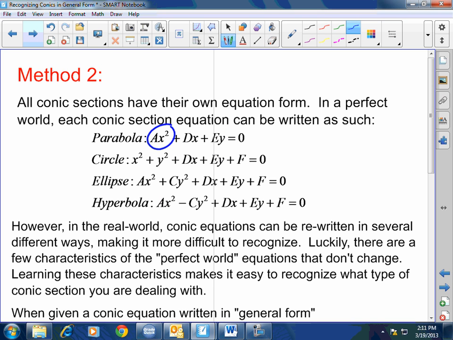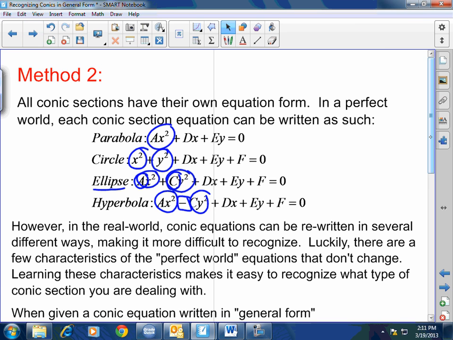For a circle, you're going to have both x squared and y squared, and they're going to both be the same sign, and they're both going to have the same coefficient. For an ellipse, you're going to have a positive x squared and a positive y squared, but the coefficient a and the coefficient of y, c, are different. And in a hyperbola, you're going to have a y squared and x squared, but they're going to be subtracting from each other. If you can memorize that, guys, oh my God, you're so set.